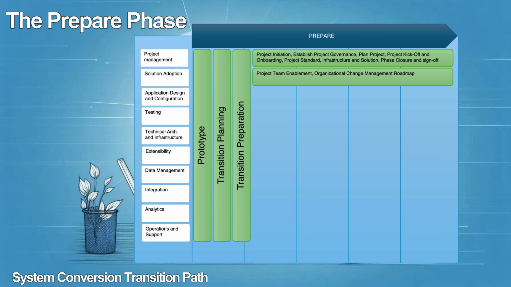The project management workstream covers all aspects of project initiation, planning, execution, monitoring and controlling, and closure activities. It includes the following deliverables: prototype, transition planning and preparation, project initiation and plan project amongst others. Other work streams involved in the prepare phase include solution adoption, application design and configuration, testing, technical architecture and infrastructure, extensibility, data management, integration, analytics as well as operations and support.